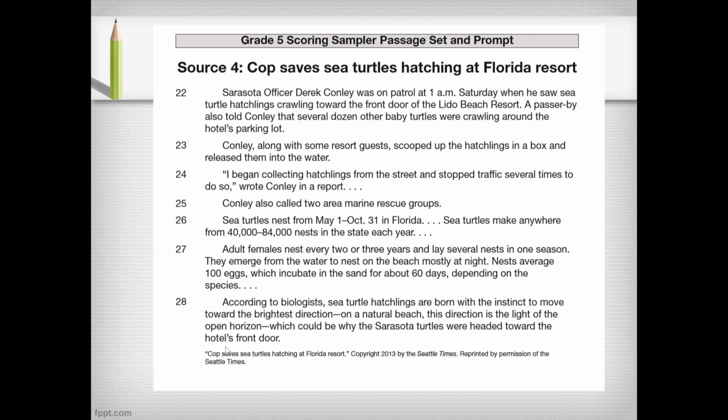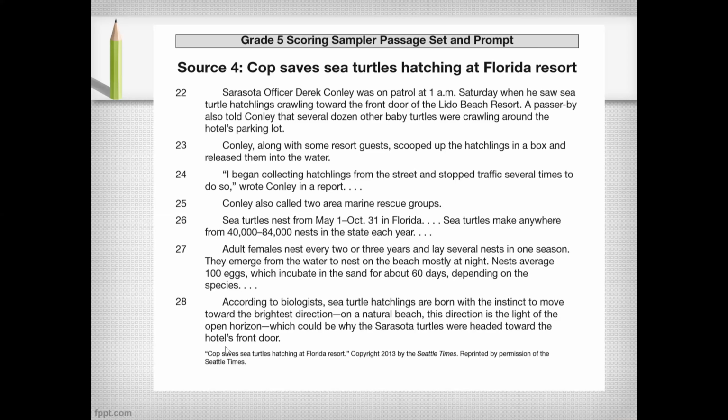Source 4, cops save sea turtles hatching at Florida resort. Sarasota officer Derek Conley was on patrol at 1 a.m. Saturday when he saw sea turtle hatchlings crawling toward the front door of the Lido Beach resort. A passerby also told Conley that several dozen other baby turtles were crawling around the hotel's parking lot. Conley, along with some resort guests, scooped up the hatchlings into a box and released them into the water. I began collecting hatchlings from the streets and stopped traffic several times to do so, wrote Conley in the report. Conley also called 2 area marine rescue groups.